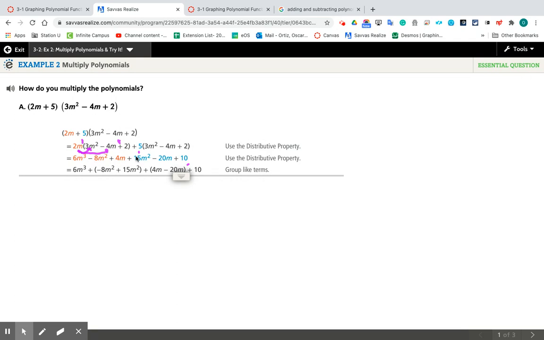Negative 8 plus 15. The calculator will tell you what that is. So negative 8 plus 15 equals 7. And then the linear terms, these are, you can call the quadratic terms. These are the linear terms. So 4 minus 20 equals negative 16, and that's the plus 10 right there. So that is it. That is gonna be your answer right there, final answer.